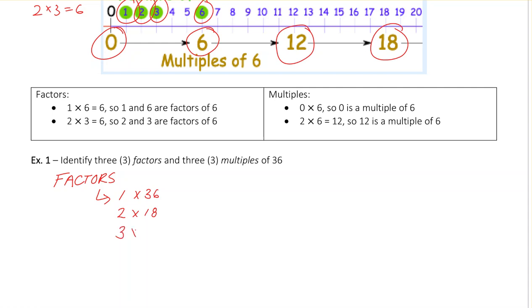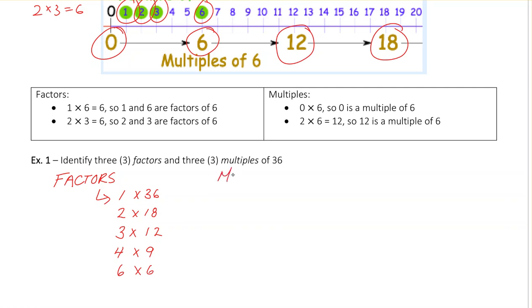3 times what? 3 times 12 equals 36. 4 times 9 equals 36. There's nothing times 5 that equals 36, so 5 is not a factor of 36. And the last would be 6 times 6 is 36. These would be all of the factors of 36.